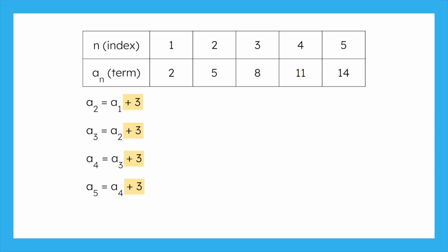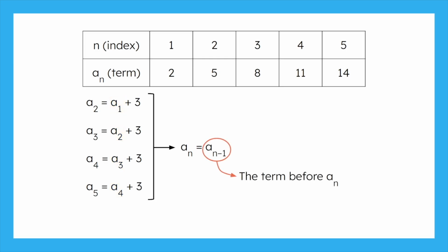It's the common difference. Now our goal is to use this pattern to write an equation for any term in the sequence, a sub n. In each equation we wrote, what did the first part on the right side represent? It's the term before the one we're finding. So using our notation, we represent the term before a sub n by writing a sub n minus 1. That means the term with an index of 1 less than n. So putting this all together, our equation will be a sub n equals a sub n minus 1 plus the common difference, 3.